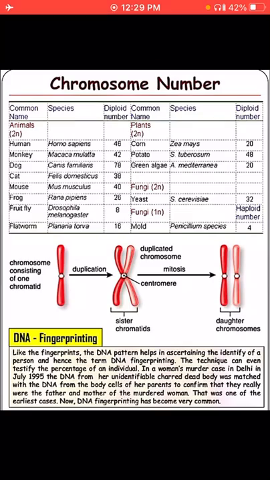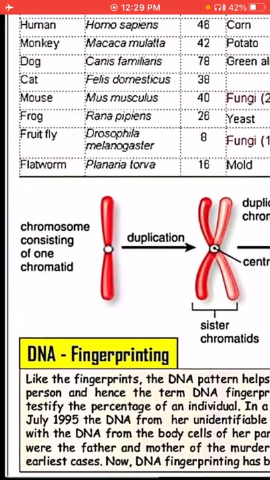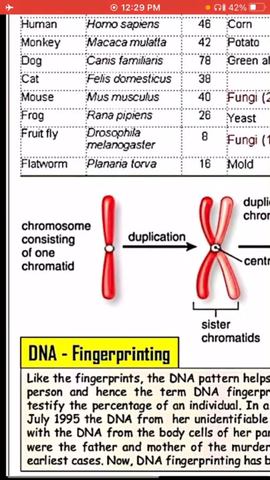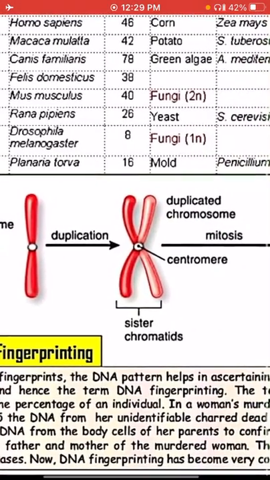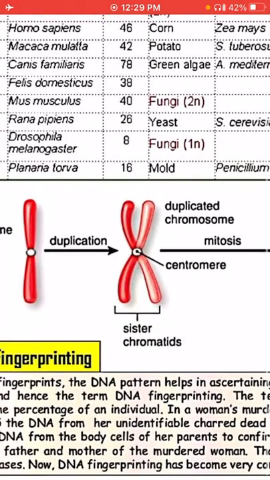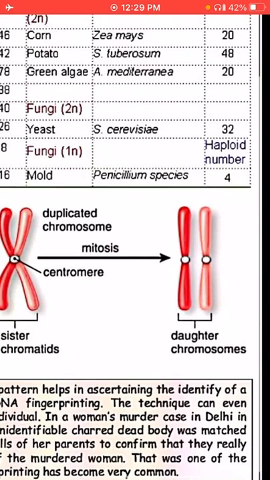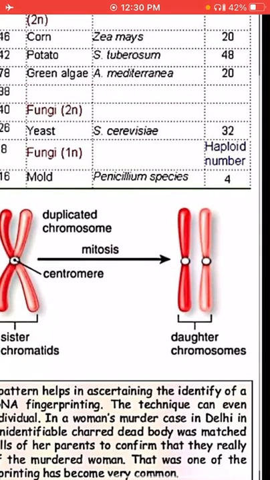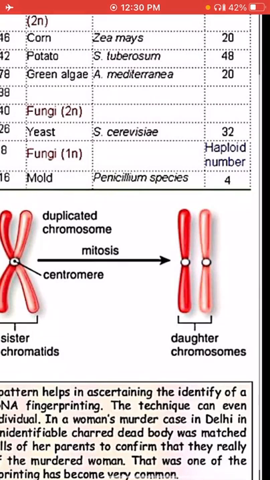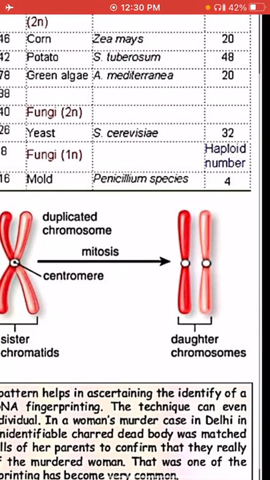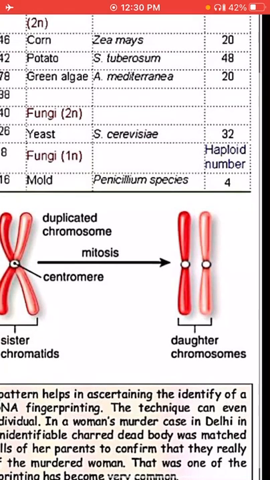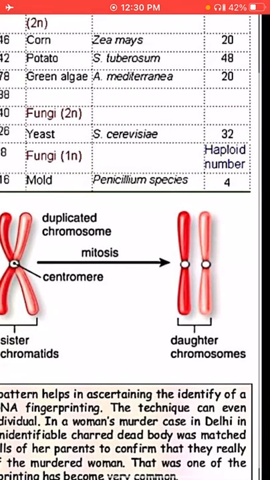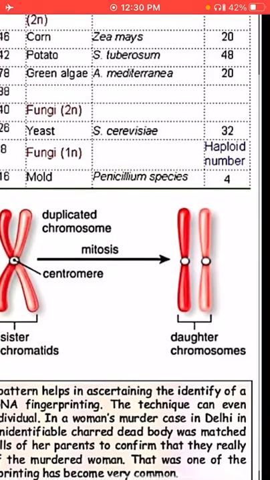This is the diagram shown in front of you. It shows the duplication of chromosome. First you see a chromosome consisting of one chromatid, meaning one thread, which is duplicated to form two chromatids joined by the centromere, the sister chromatids. Then they get segregated by the process of mitosis and become two daughter chromosomes. Hence chromosomes form daughter chromosomes and multiply like that. This is the process we find inside the nucleus.